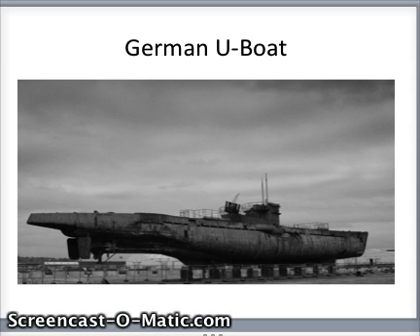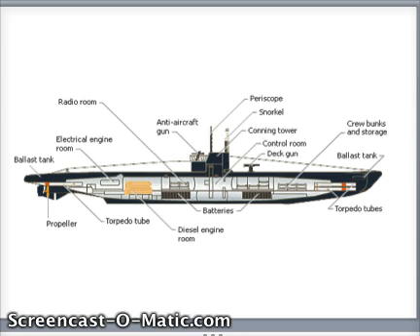War also occurred at sea. Germans introduced their submarine, which they called a U-boat. They attacked without warning, sinking both military and commercial warships. This is a picture of a German U-boat. And this is an interior diagram of a German U-boat.